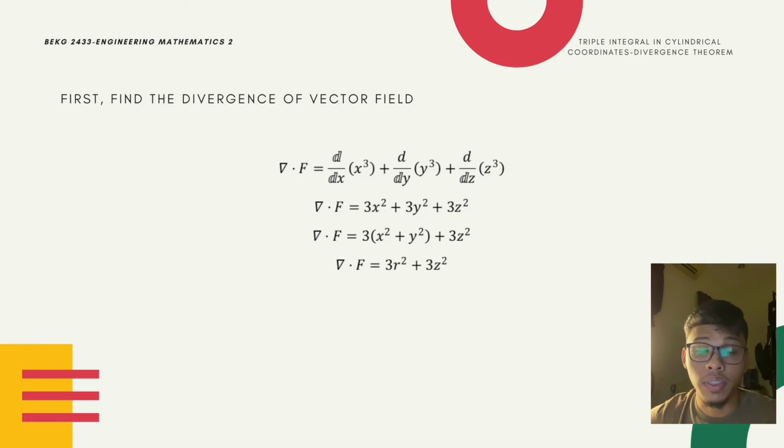For the calculation, first find the divergence of the vector field. Given the vector field F(x,y,z) equal to x cubed, y cubed and z cubed. Using the formula, we get del dot F equal to d/dx of x cubed plus d/dy of y cubed plus d/dz of z cubed, and then we get 3x squared plus 3y squared plus 3z squared. After that, we convert to cylindrical coordinates, where x squared plus y squared equals r squared and z equals z. Then we get 3r squared plus 3z squared.